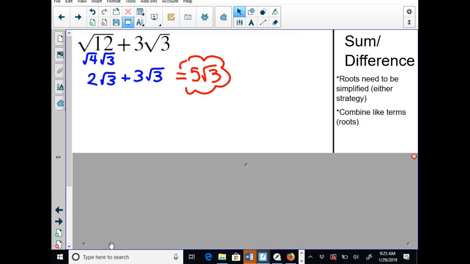Moving on, we talked about finding the sum and difference. We talked about how all the roots need to be simplified using either strategy that we just talked about, and then we combine like roots.